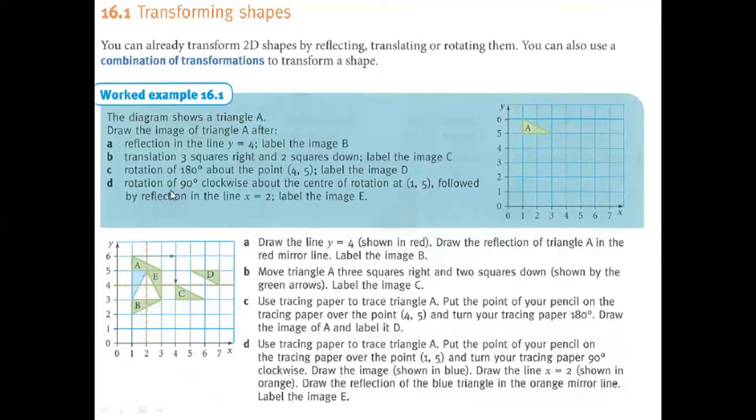Now the rotation of 90 degrees clockwise about the center of rotation 1 and 5. Here is 1 and 5. 1 and 5 is here. If you rotate, here is 1 and 9. So you are just rotating from here to here. Or if you have 2 and 5, your center of rotation changes, so you will rotate from here to here. So your E point should be here, because he mentioned that your reflecting line should be 2. As it is the same, we are solving all of these.